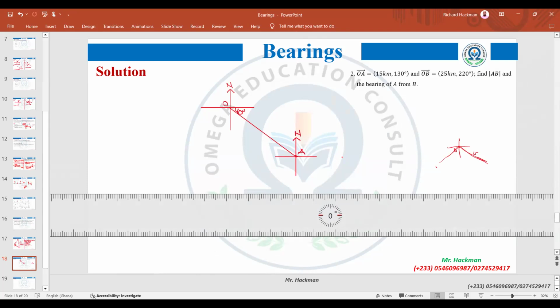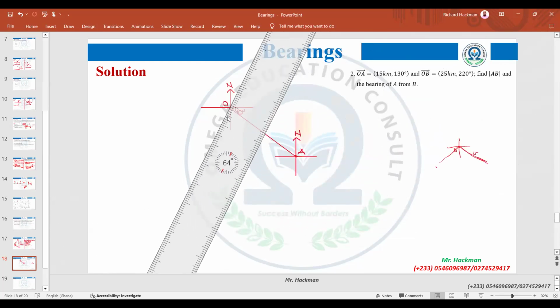Very good. So now what are we supposed to do? We need to move on to the next vector. Vector OB means our reference point is O. So the bearing is taken from what? O, your initial, your terminal, remember. So now what do we have? Bearing 220. So still from O, bearing is 220. I will measure from here up to this is 180. If I want to get to 220, I need how many more? 40. So I am going to add 40 again to that.